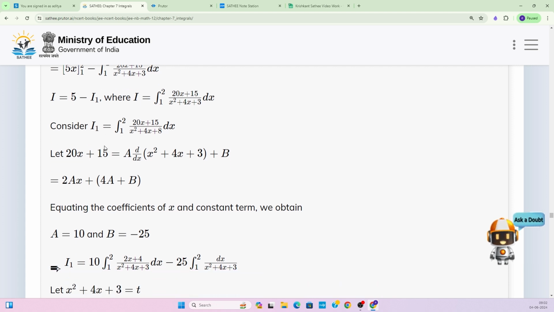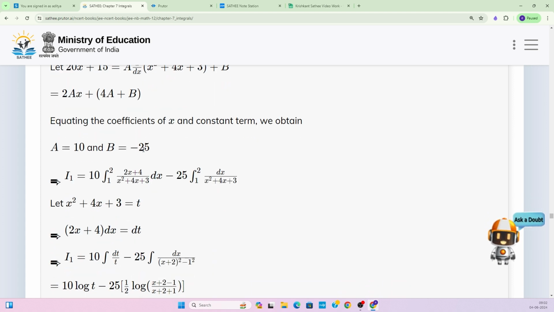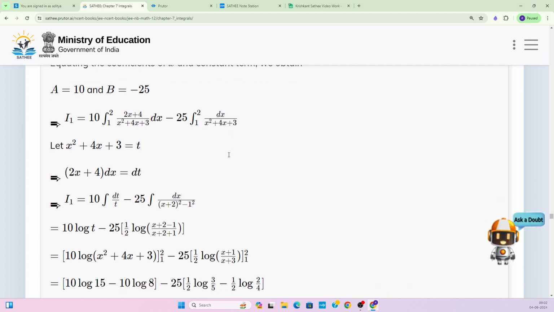Consider I1 this. So this means 20x plus 15 is equal to a times the derivative of the denominator expression plus b. Compare them, you will get a is equal to 10, b is equal to minus 25. This means you will have I1 is equal to 10 times definite integral 1 to 2 of (2x plus 4) by (x square plus 4x plus 3) dx minus 25 times definite integral 1 to 2 of dx by (x square plus 4x plus 3).